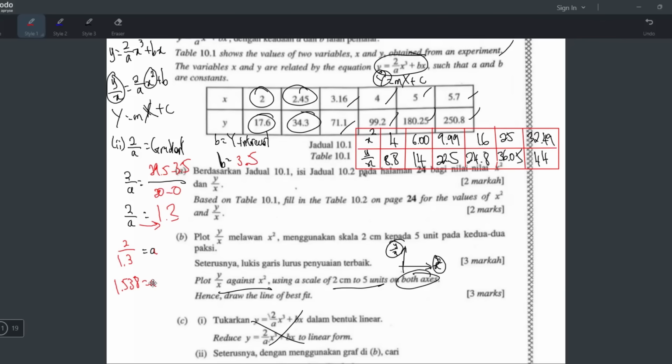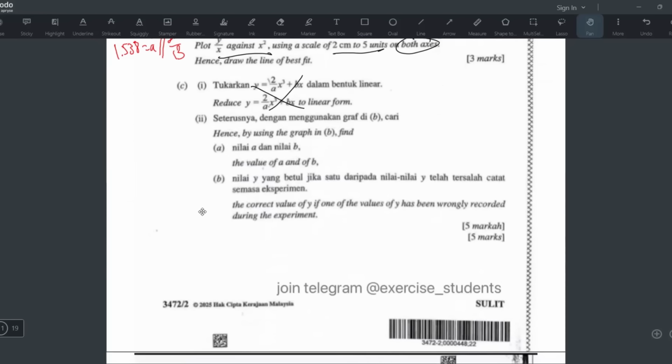If you want to write a fraction, can also. In fraction it is 20 over 13. Yeah, so 20 over 13 like that. Yeah, can also, it's the same. Okay. Alright, this is how I would do it. Now let's go to the last part.